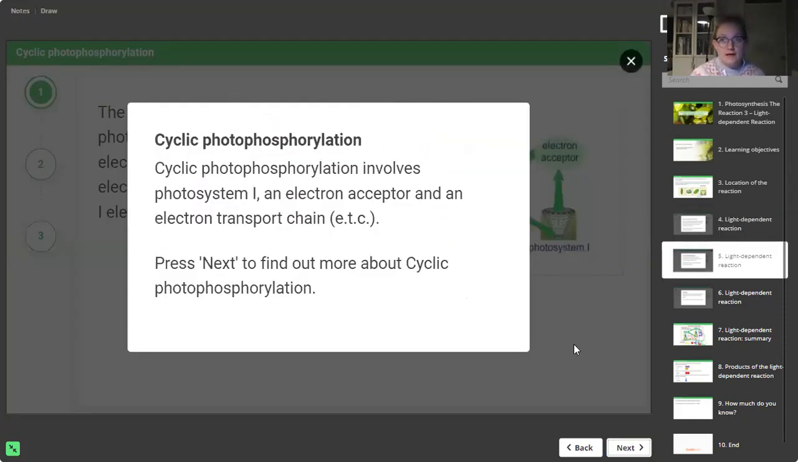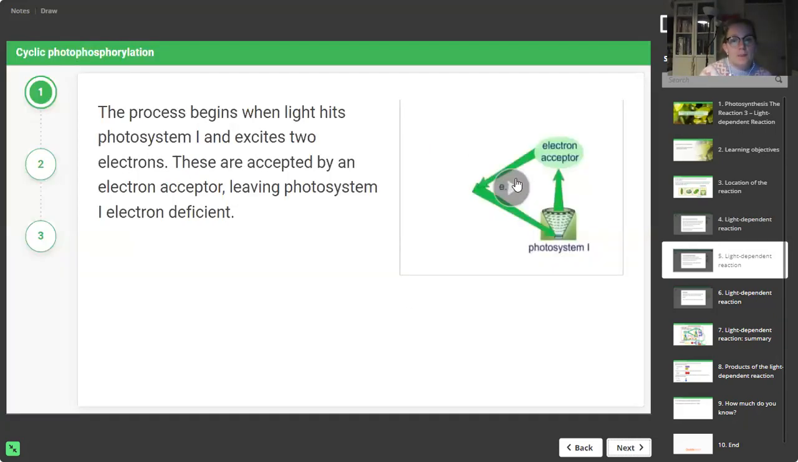So that's the non-cyclic part of photophosphorylation. We're also going to look at a cyclic part of it and then join the two together. So cyclic photophosphorylation involves just photosystem 1, 1 electron acceptor and electron transport chain. So it is actually still part of the cyclic and the non-cyclic, and I'm going to draw it out for you in a moment and break it up into the sections.